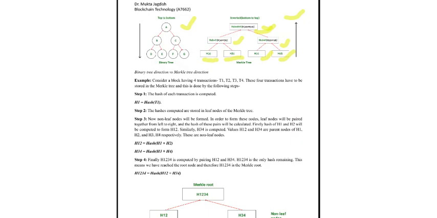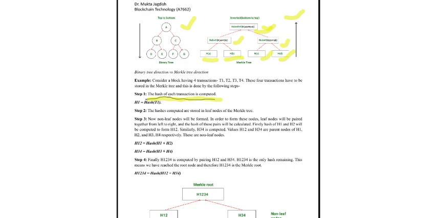So for example, consider the block has 4 transactions: T1, T2, T3, T4. These are called the 4 transactions. These 4 transactions have to be stored in a Merkle tree, and this is done by the following steps. See here, step 1, how it is working. Let me take the highlighter. How it is working. See here.